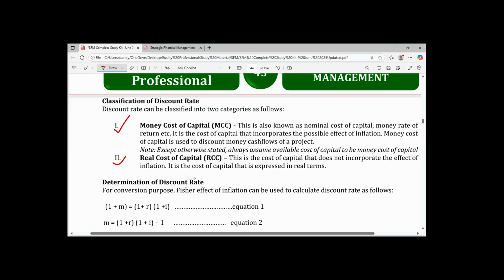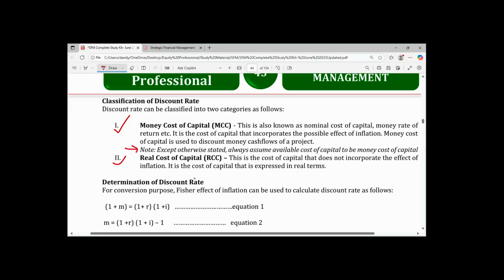The money cost of capital is also known as nominal discount rate. It is a cost of capital that includes the possible effect of inflation. Except examiner says otherwise, the cost of capital given to you in a question is assumed to be money cost of capital. So when you are given a cost of capital, say 10%, and the examiner did not say whether it is money or real cost of capital, you are going to assume it is money cost of capital. But you may be told that a real cost of capital of 15% should be used.